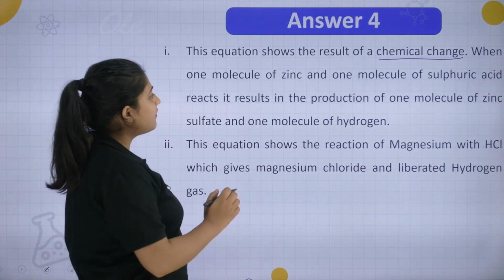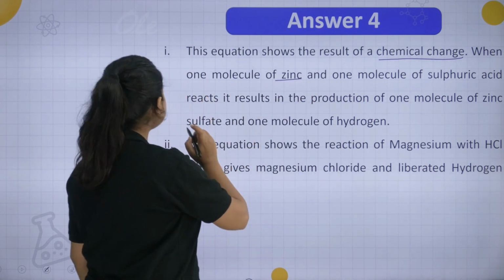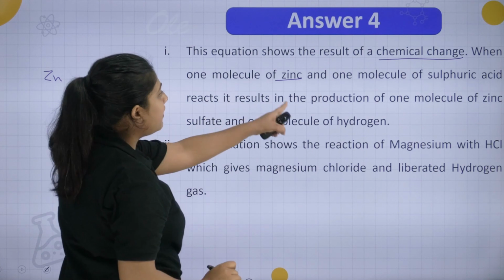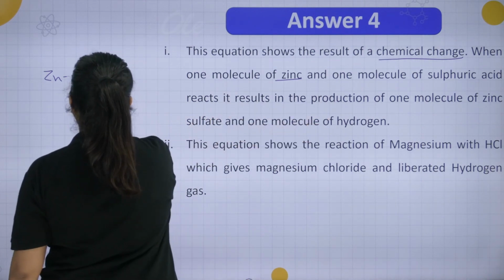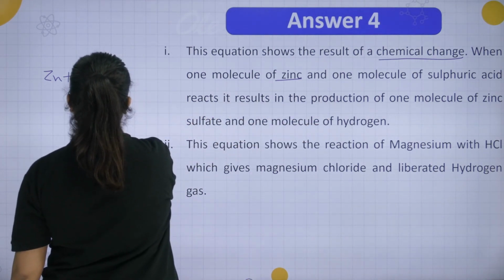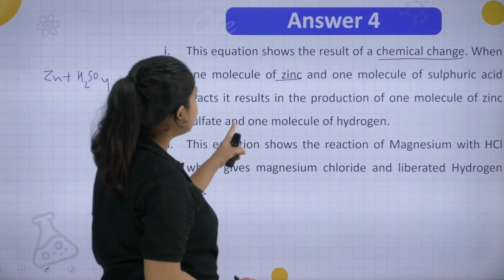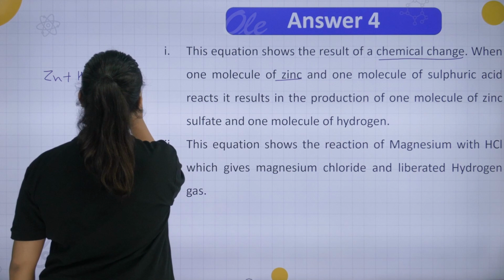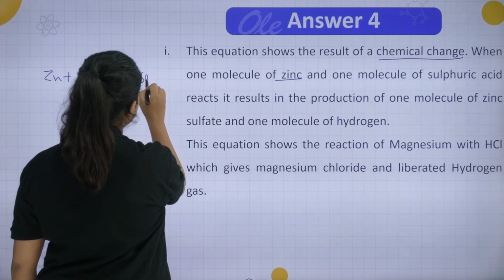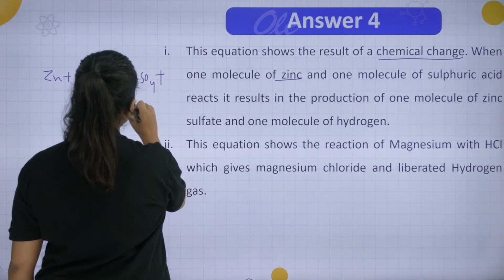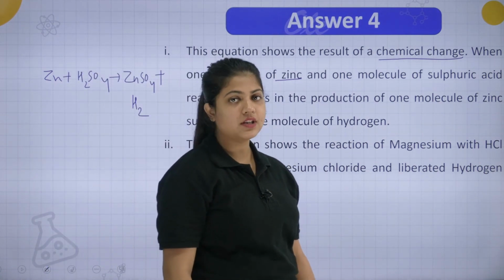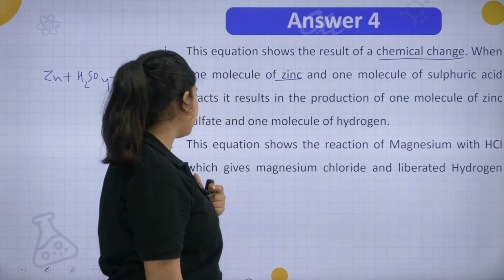When one molecule of zinc, written as Zn, and one molecule of sulfuric acid, that is H2SO4, react, it results in the production of one molecule of zinc sulfate, that is ZnSO4, plus one molecule of hydrogen, that is H2. So this is the information we are getting out of it.